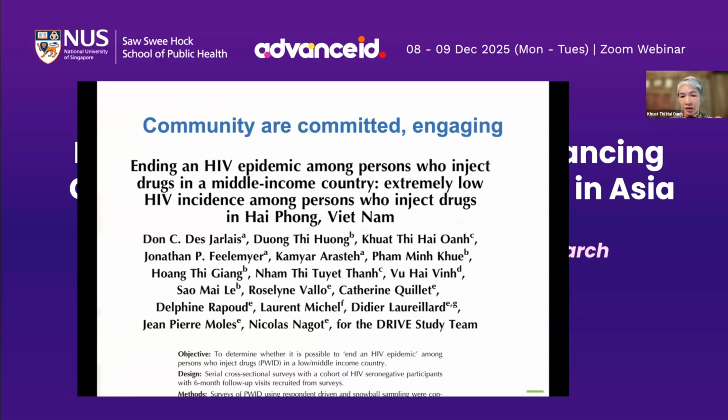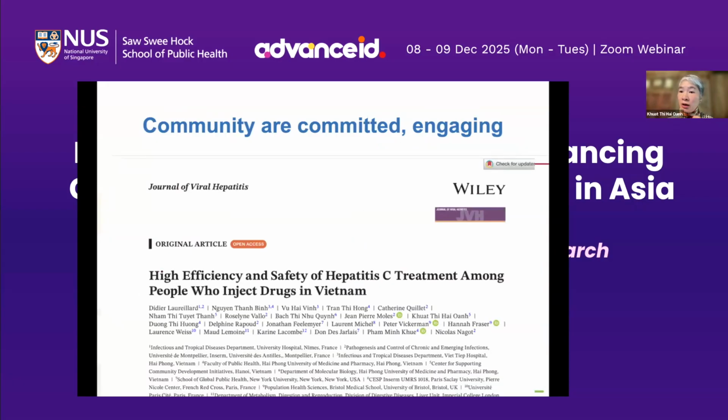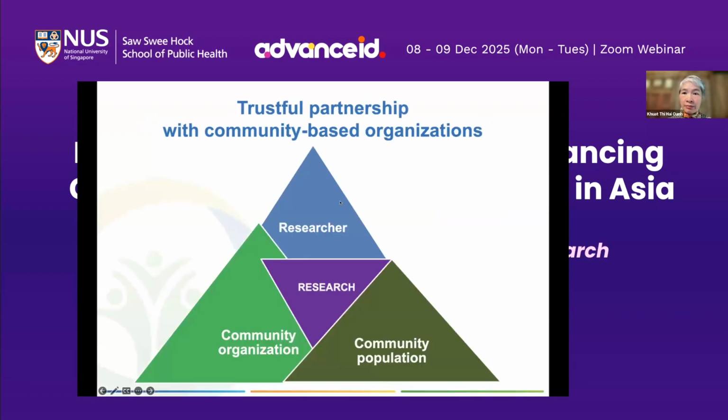So we get the evidence that HIV transmission is stopped among the people who inject drugs in that city. We also work on mental health, psychiatric intervention, and it's proved that it works with community engagement. We are also working on hepatitis C, and we are able to prove that among people who inject drugs, it can be highly efficient and safe for hepatitis C treatment. So the community benefits from that because of the work that we do together.